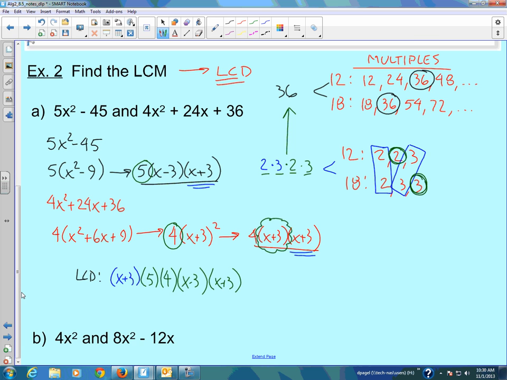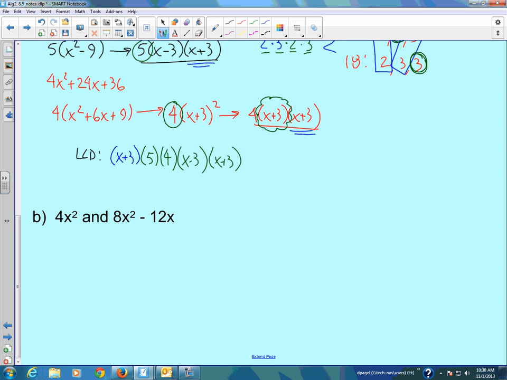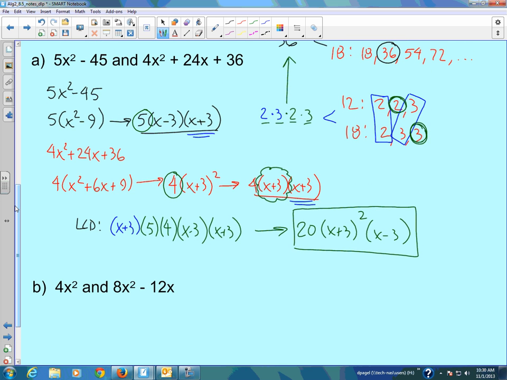All right, so if I put this all together then, I would get 20 times (x plus 3), there are two of them, squared, times (x minus 3). And this would be the LCD of 5x squared minus 45 and 4x squared plus 24x plus 36.